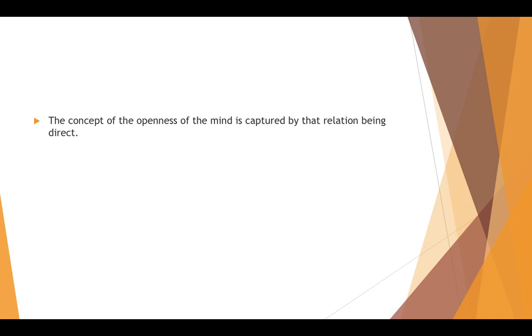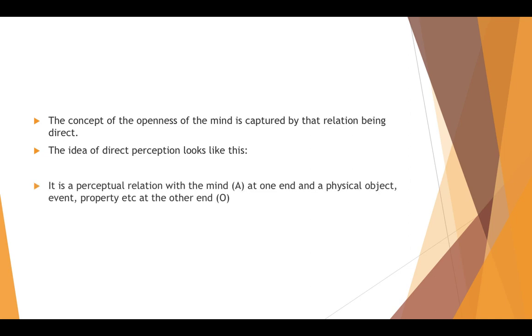So the concept of openness of the mind is captured by the relation being direct. That's what's important. There's a direct relation between the two. And this idea of direct perception looks like this, okay? It is a perceptual relation between the mind, which I'm going to label A on one end, and a physical object in the world, which I'm going to label O. So we've got this direct relationship between A and O, okay? So my mind is directly relating information about O, the object, and that's how I perceive something. And this is what represents what we're going to call the direct realist theory of perception. It's the view that perception involves a direct relationship between the mind and something that is independent of the mind, like this water bottle or the pen that I'm holding, okay?